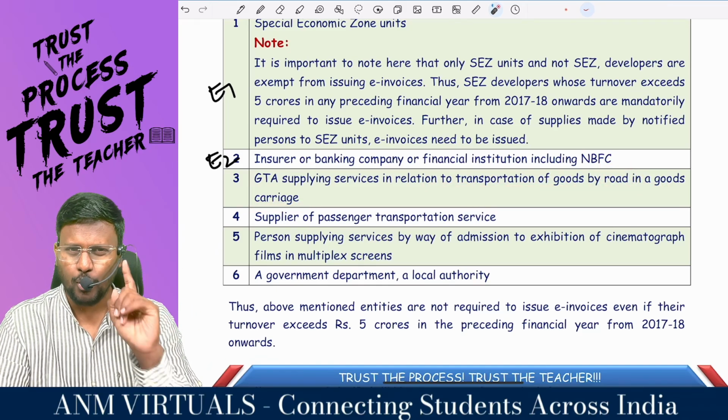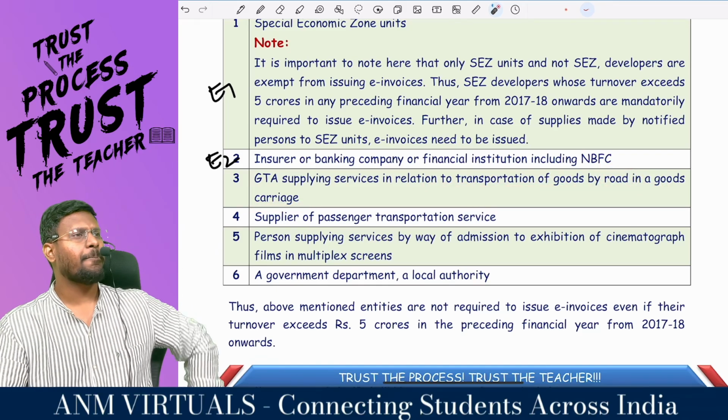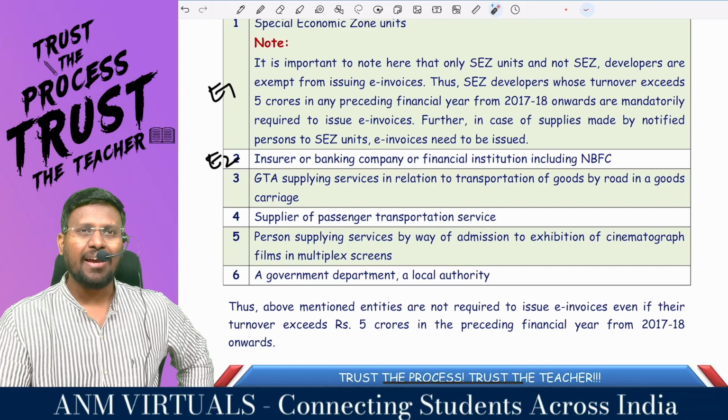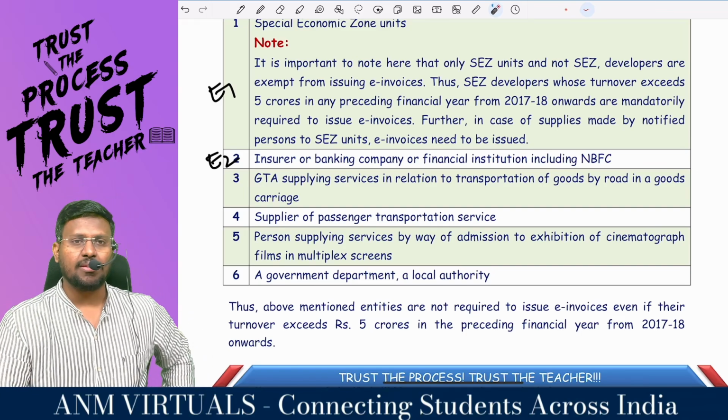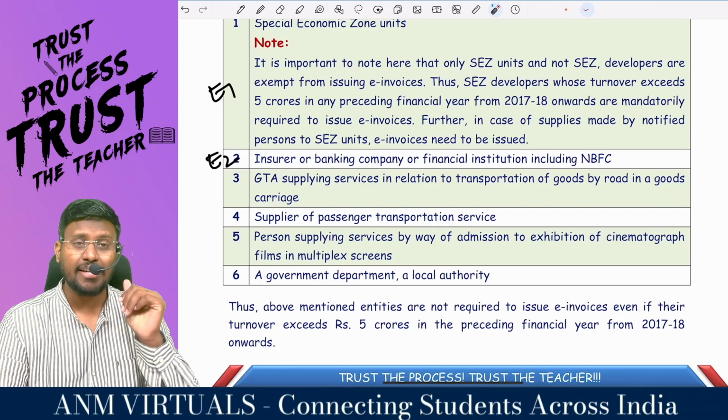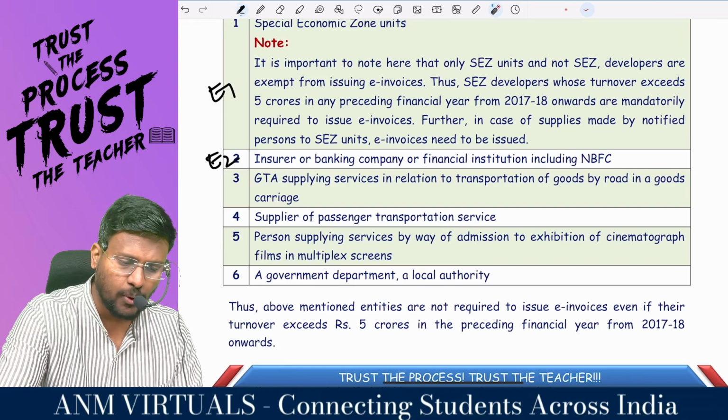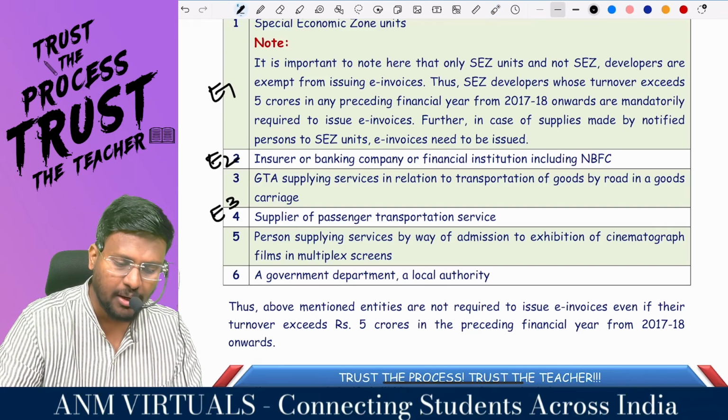GTA, sir, even though for 9.3 we just now said that the supplier is supposed to raise the what invoice? E-invoice, right, sir? Whereas in case of GTA, they are not supposed to raise the what invoice? E-invoice. This is exception number 3.